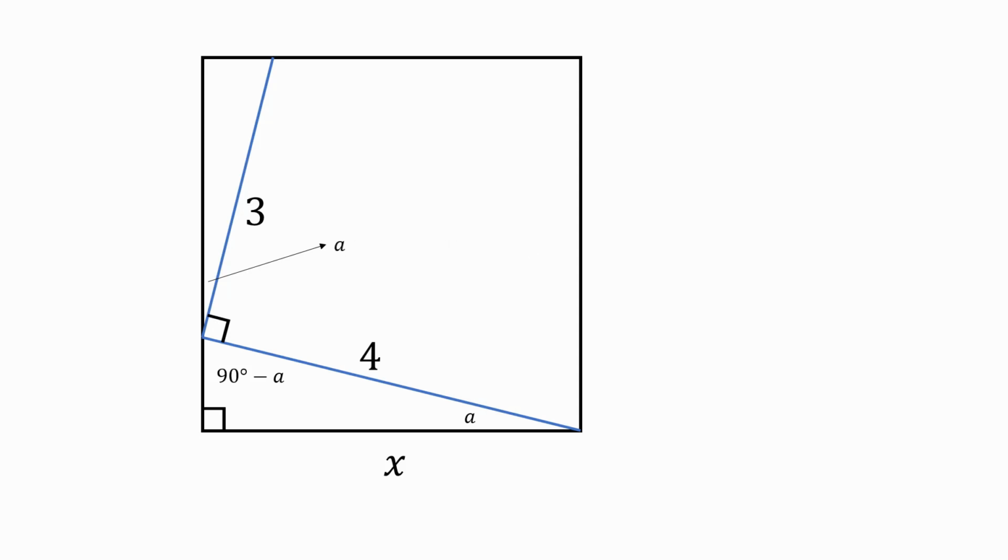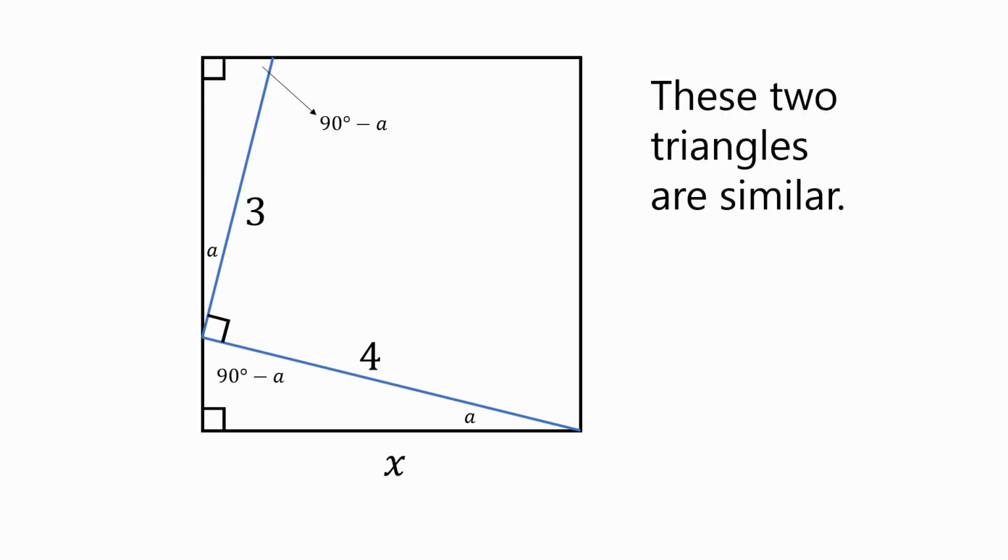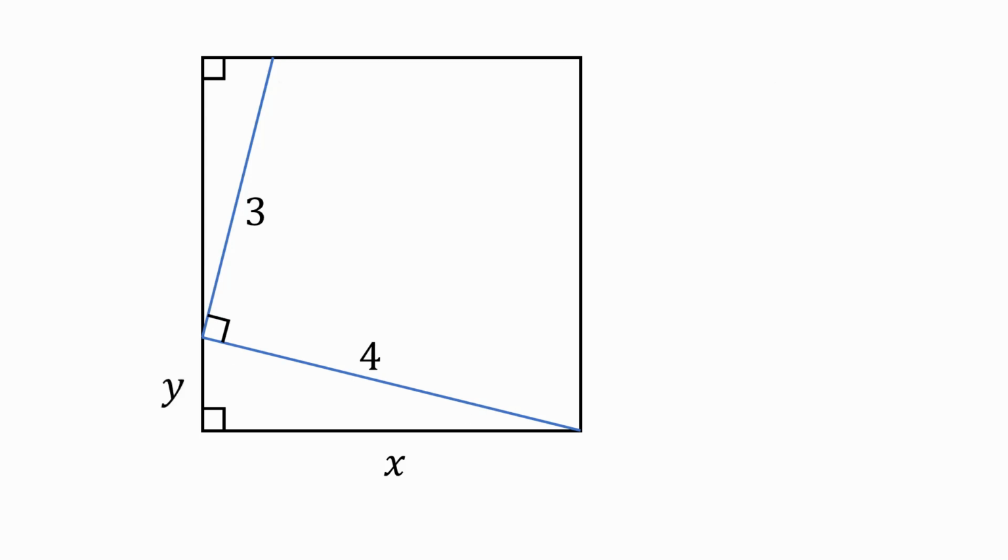Now, we have a right angle here in this corner of the square, so the final angle in this triangle will be 90 degrees minus a degrees. We can see corresponding angles of these two triangles are equal, and therefore these two triangles are similar by the AAA theorem. But how does that help us solve the problem?